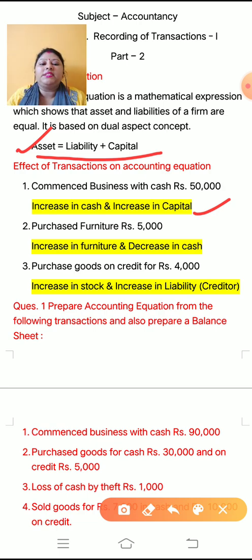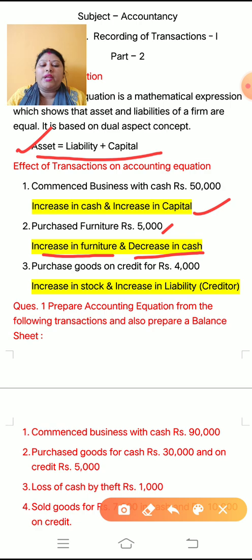Next is purchased furniture for rupees 5,000. Here it is not written whether cash or credit, so you have to take cash. What do you have to do? Furniture is coming, so increase in furniture. And what is going? Cash. So decrease in cash. So the accounting equation effect is increase in furniture, decrease in cash.